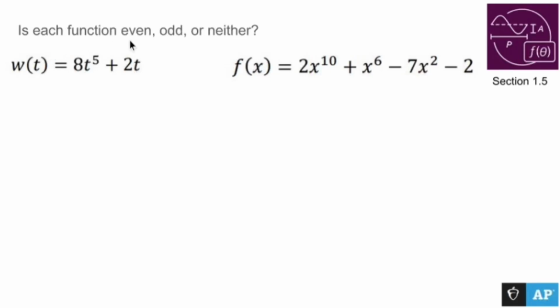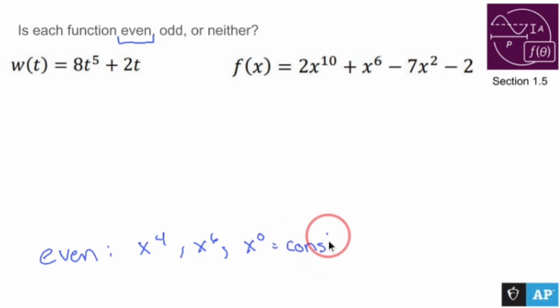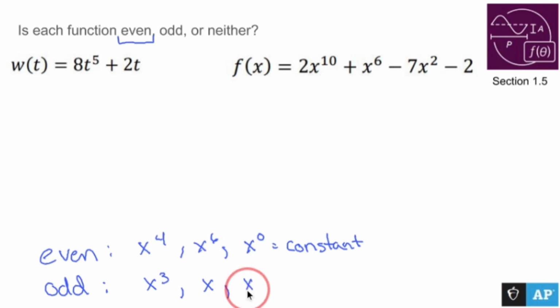Is each function even, odd, or neither? A quick way of doing these is if it's even, every single variable has to have an even degree. In other words, x to the 4th, x to the 6th, x to the 0th, which, by the way, is just a regular old constant. That's the even version. The odd version is every single variable has to have an odd exponent. So x to the 3rd, x to the invisible 1, x to the 7th.